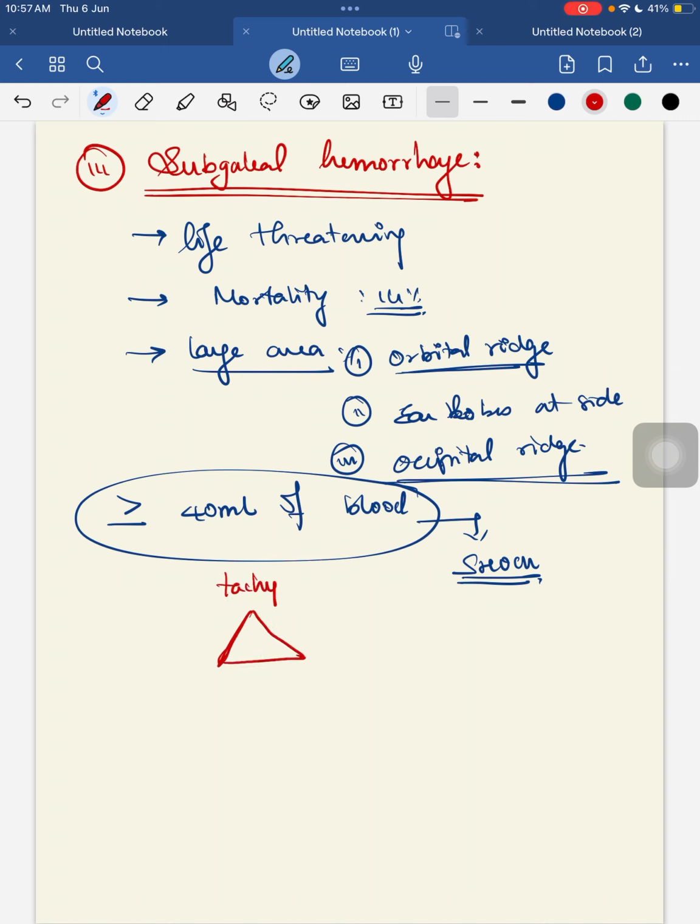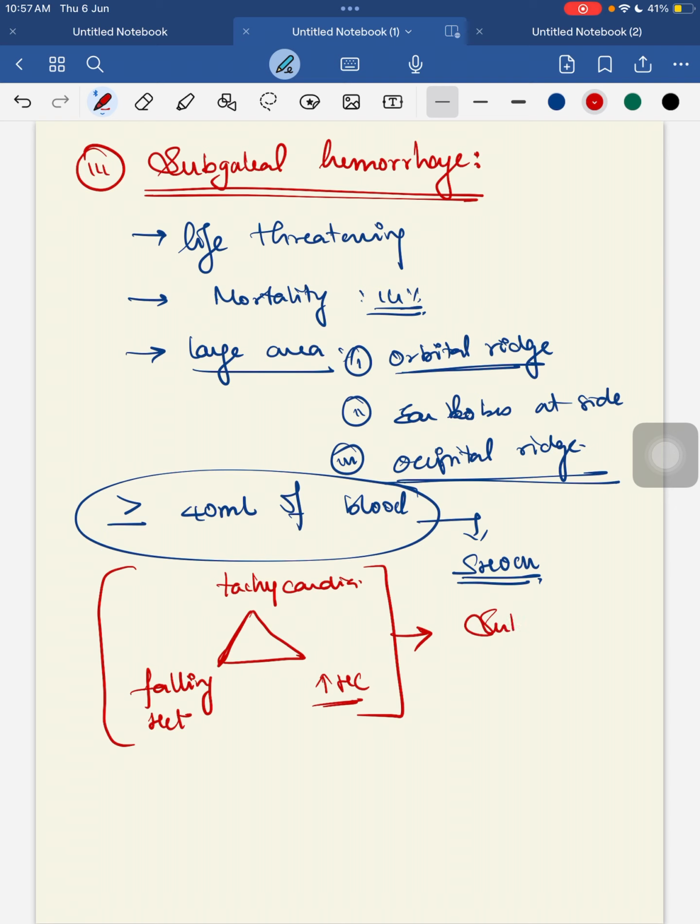Management is, you have to admit this child in the ICU. Regular monitoring of vitals is required. Next is fluid resuscitation. Fluid resuscitation with PRBC is required, because you have to replace the blood, along with supportive care. Next, once the child is stabilized, you go on with the CT brain after stabilization to rule out skull fracture and intracranial hemorrhage.